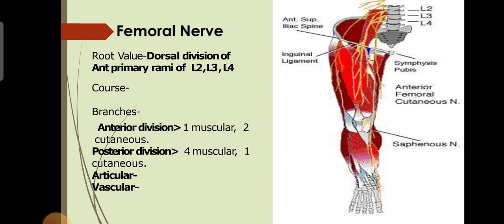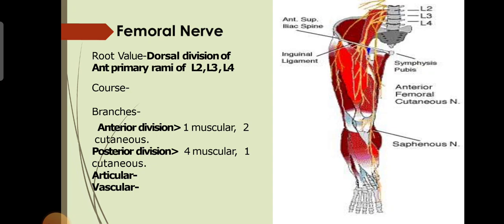Now the femoral nerve. The femoral nerve is the dorsal division of the anterior primary rami of L2, L3, L4. After taking origin from the lumbar plexus, it enters into the pelvic cavity and then it passes below the inguinal ligament, and here it divides into two divisions. One is the anterior division, the other is the posterior division.